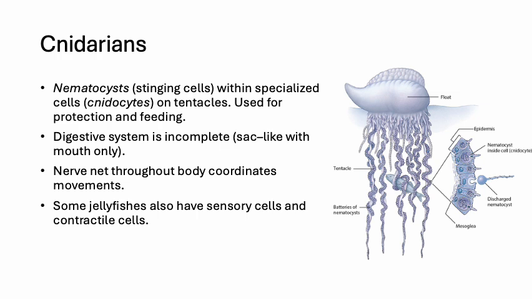Their digestive system is incomplete, a simple sac with only one opening that functions as both the mouth and the anus. Instead of a central brain, they use a nerve net, a diffuse network that coordinates movement. In jellyfish, this allows pulsation of the bell in response to stimuli, enough to let them swim and hunt effectively.